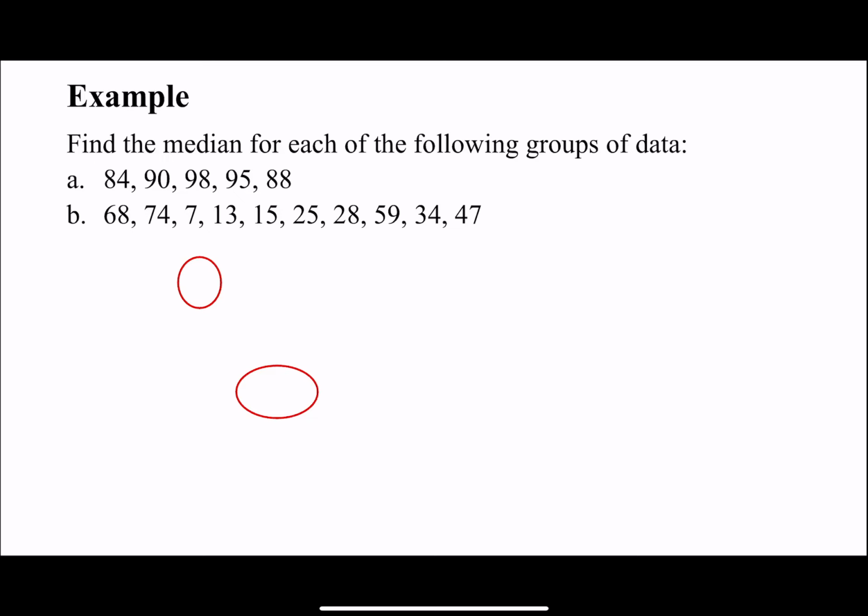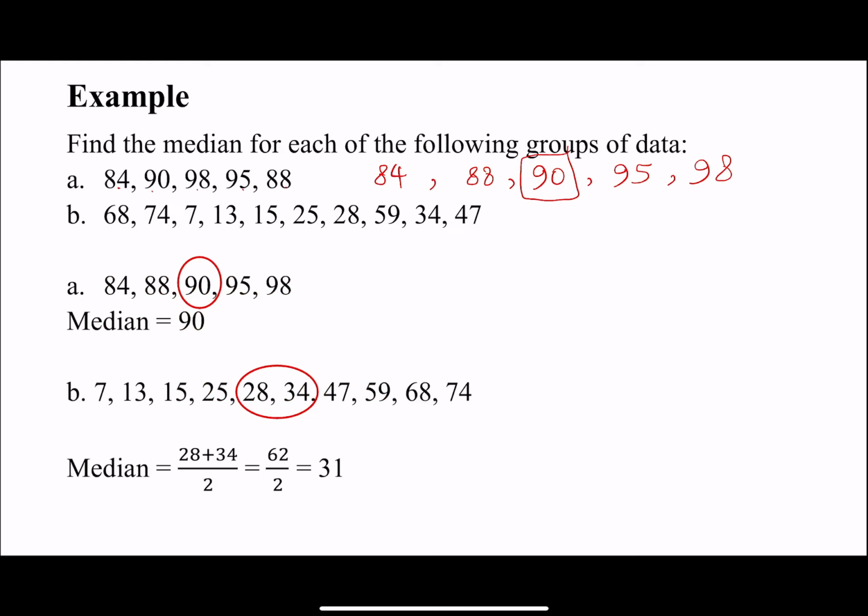Look at A. Okay, first of all, as we said, we need to write down the data items from the smallest to largest. Okay, so the smallest one is 84. Then we have 88, right? Then we have 90, then 95, and then we have 98. How many data items do we have? 1, 2, 3, 4, 5. So it's an odd number. So one data item sits right in the middle. Here we go, 90, right? 90 is right in the middle of your data set. So the median is 90.